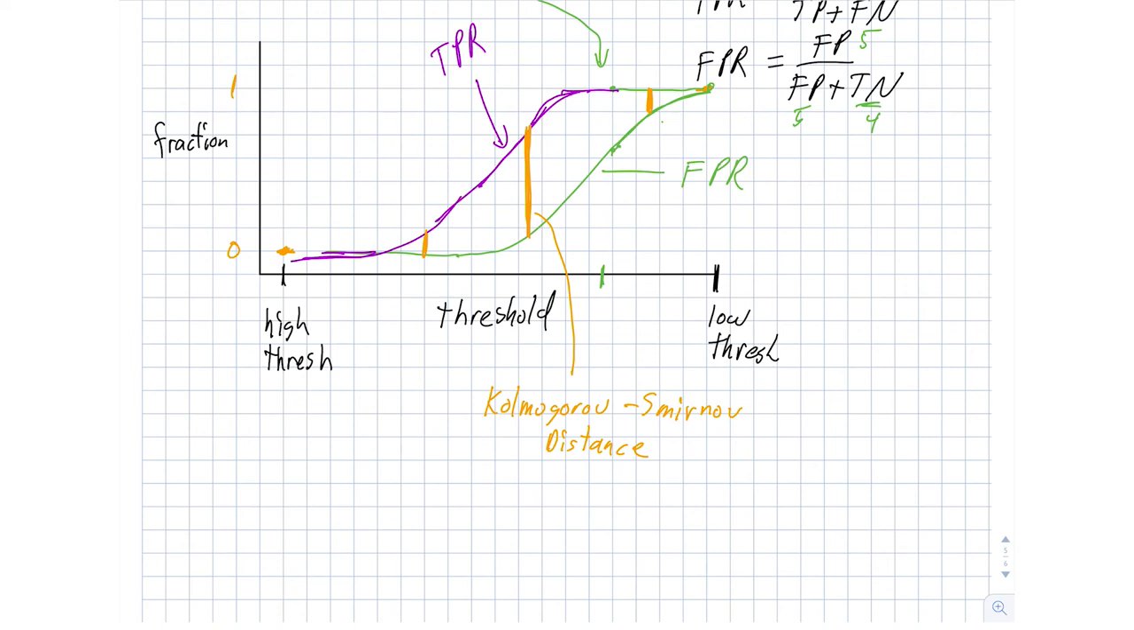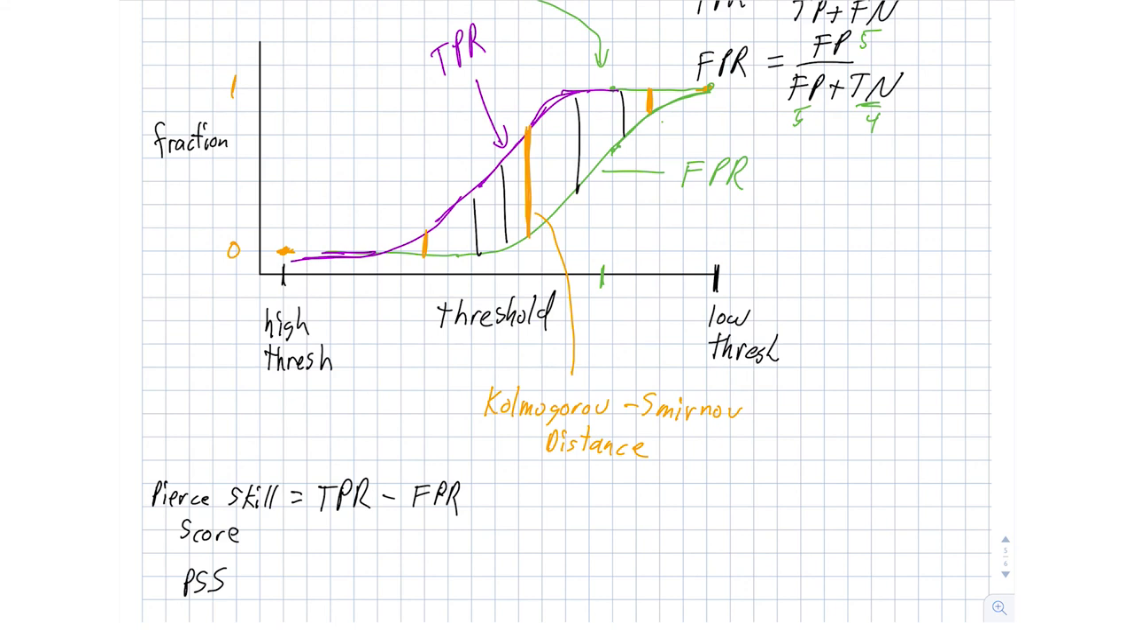This statistic, the difference between TPR and FPR, TPR minus FPR, is actually equal to something else called the Pierce skill score, or you'll see me abbreviating that as PSS. So PSS exists at every different threshold here. The Kolmogorov-Smirnov distance is the difference between the two at the threshold that maximizes the difference. All right, I wanted to introduce a couple of other ideas before we actually get into code.